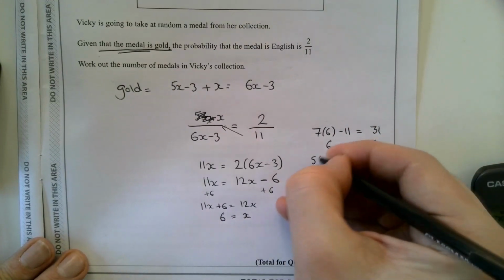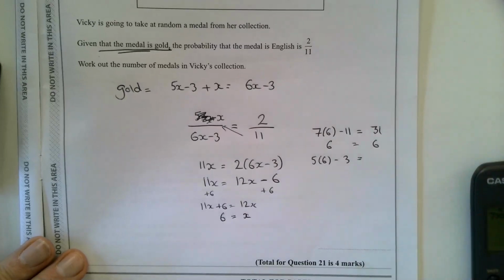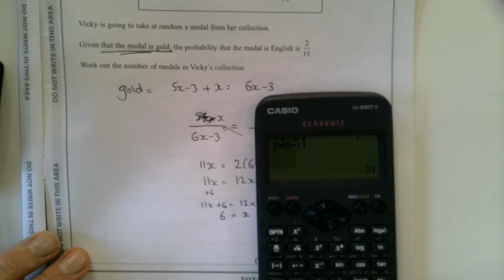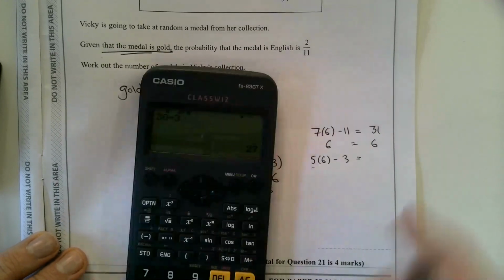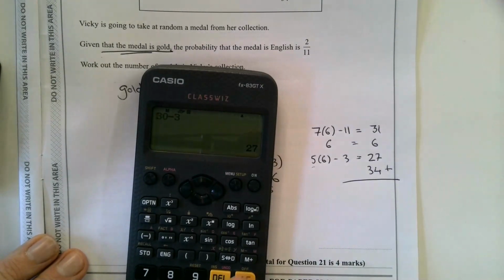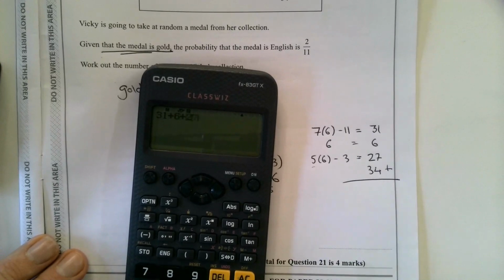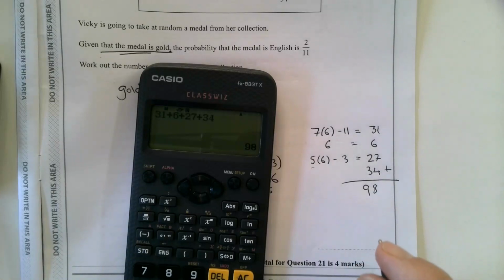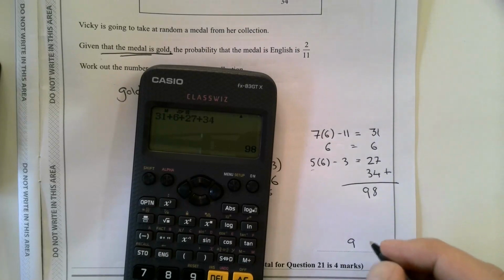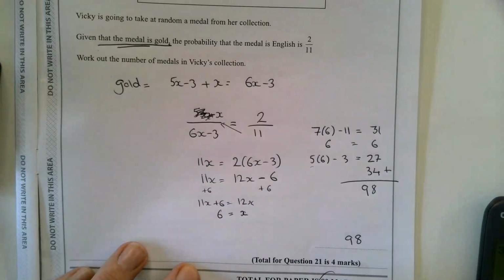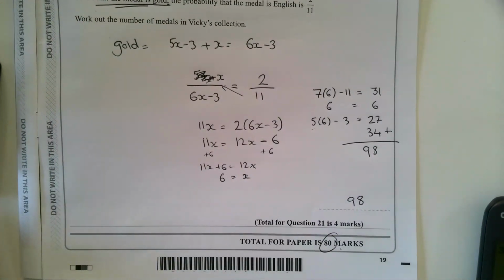I've got 5 lots of 6 minus 3, that's 30 minus 3, 27. And I've got 34 on the outside. So if I add all of them together, 31 plus 6 plus 27 plus 34, that gives me a total of 98. So the total number of medals is 98, and the total number of marks, therefore, for you is 80. Boom, full marks. Well done. You've nailed that paper.